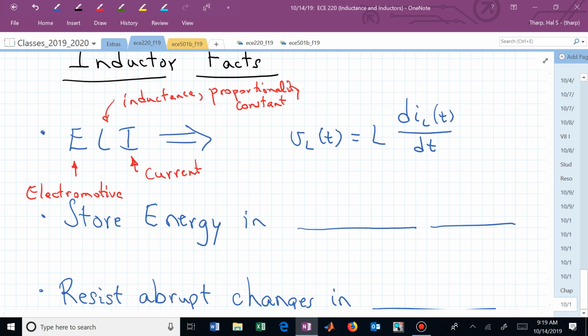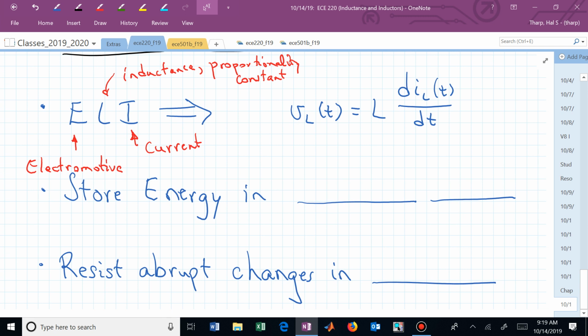Now I said the inductor allows us to store energy. Where is the energy of an inductor stored? In the magnetic field. That's growing or collapsing. Growing and collapsing if we have a time-varying current. So we're storing energy in a magnetic field.